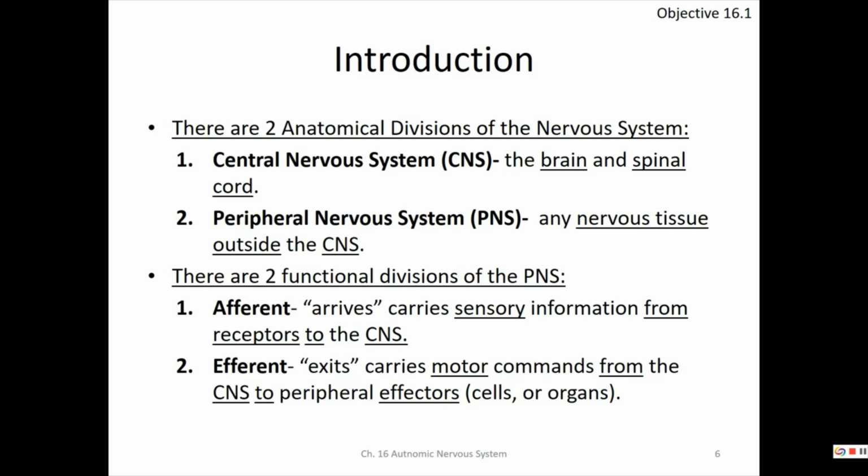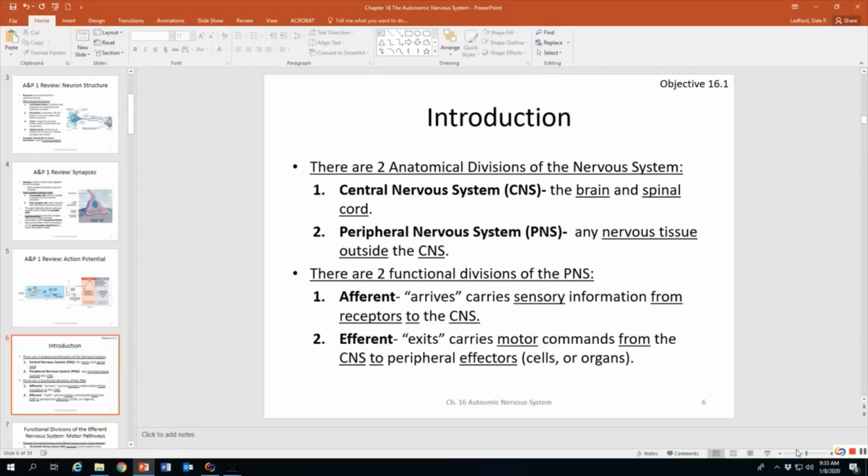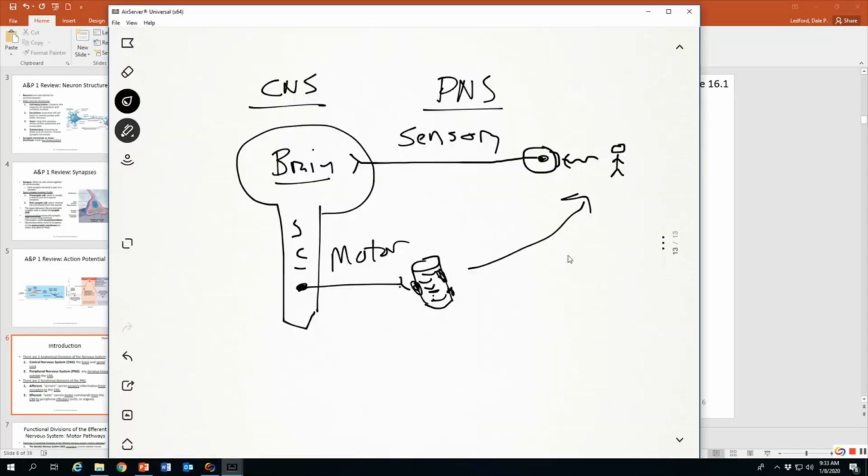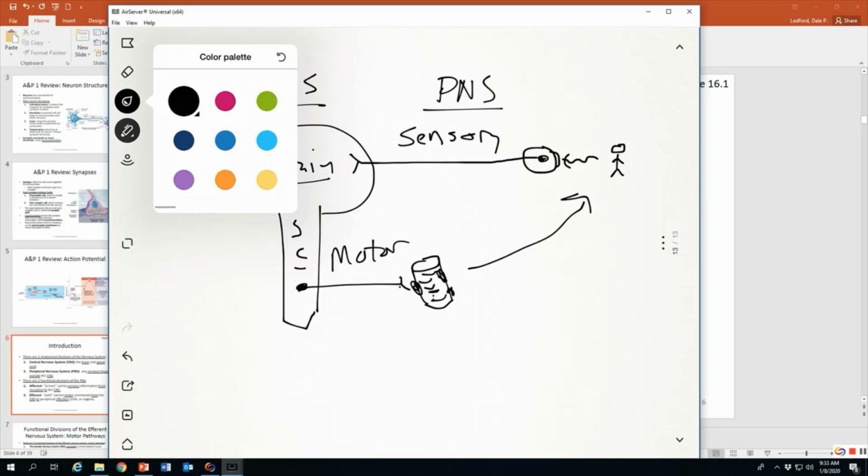These are surrounded by axial skeleton. Peripheral nervous system is anything that is nervous tissue that is not central nervous system. If it's not in the brain and it's not in the spinal cord, then it is the PNS, peripheral nervous system.